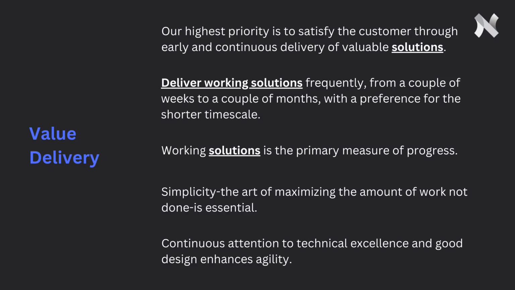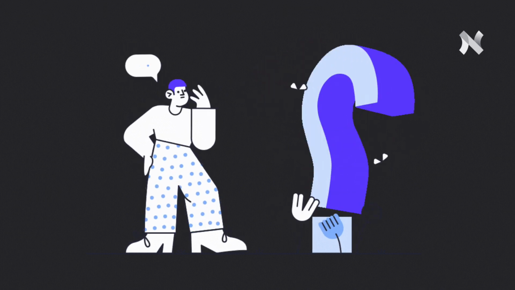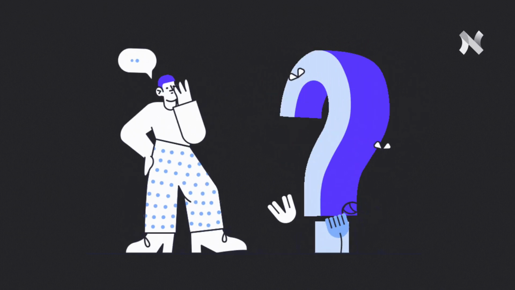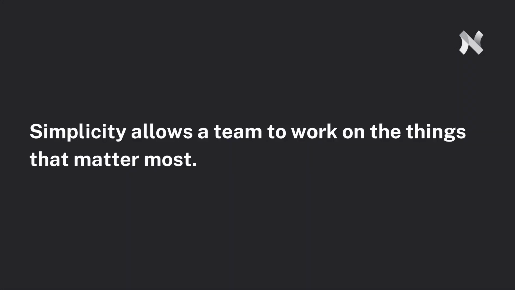These may look very software-oriented, but if you replace the word software with deliverables or solutions, these can apply to almost any project. For example, deliver working solutions frequently. The value theme is also about simplicity. How much time do you think it takes engineers to add all the buttons and features to products that ultimately end up confusing the user? Simplicity allows a team to focus and work on the things that matter the most.